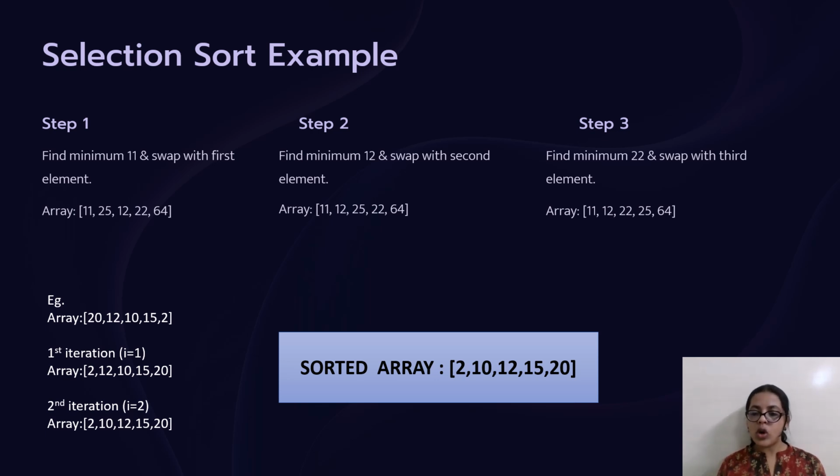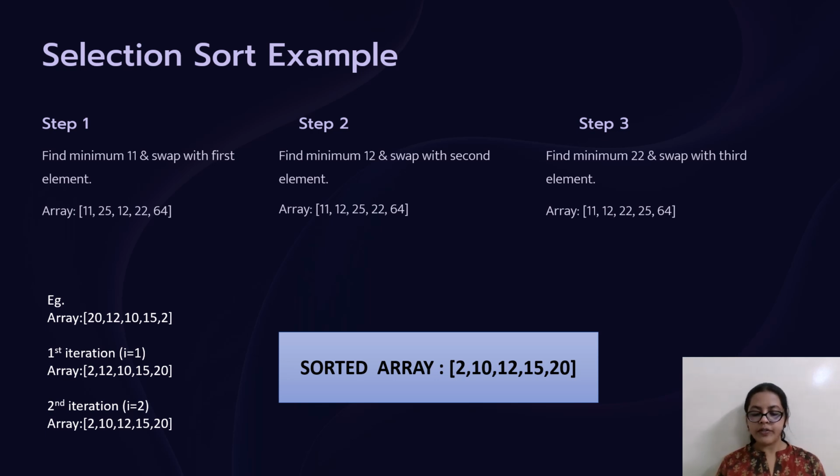Therefore, 15 is not less than 10. This condition becomes false. So j continues to be 3. I is 1, j is 3, and now k is equal to 5. We will check whether a of 5 is less than a of 3 or not. A of 5 is 2 and a of 3 is 10. Therefore, 2 is less than 10, which is true.